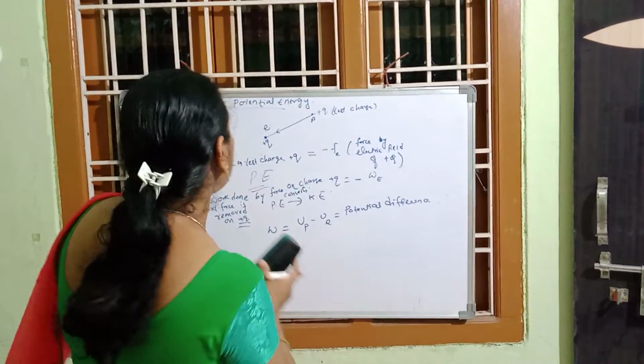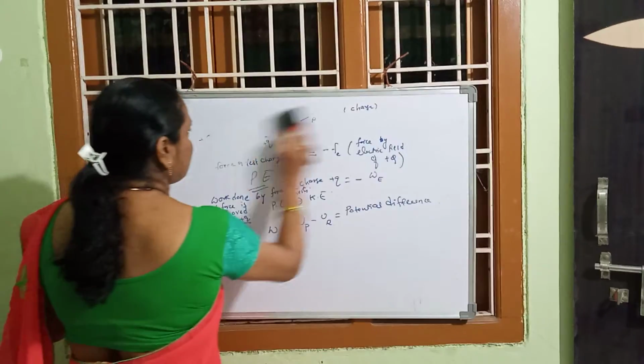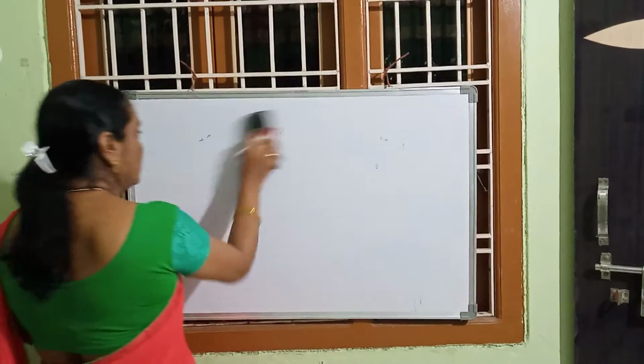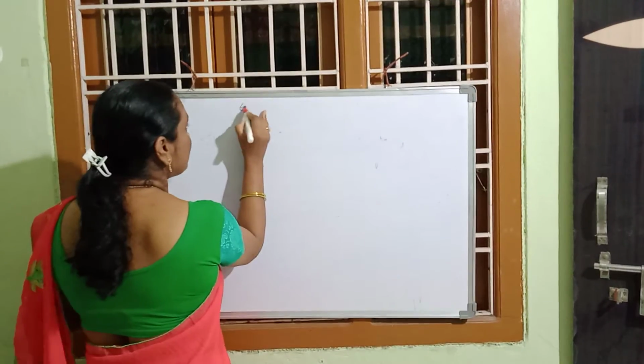So this is about electrostatic potential energy. Electrostatic potential energy is nothing but the work done in moving a unit test charge from infinity to the reference point. That we call electrostatic potential energy. Now next, electrostatic potential.